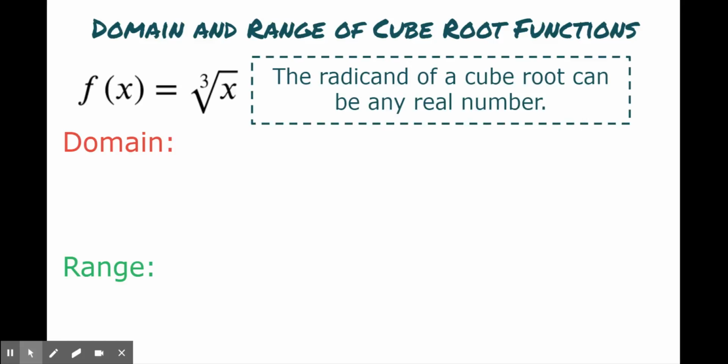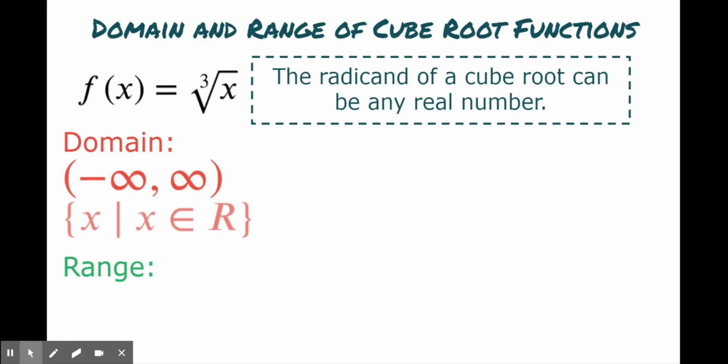And we can see that the radicand of a cube root can be any real number to have a real output. So the domain for this function will be all real numbers. We can write this in interval notation as negative infinity, infinity, or we can write it in set builder notation to read x such that x is a real number. For this function, because our domain is all real numbers, our range will also be all real numbers, and the range can be written similarly.